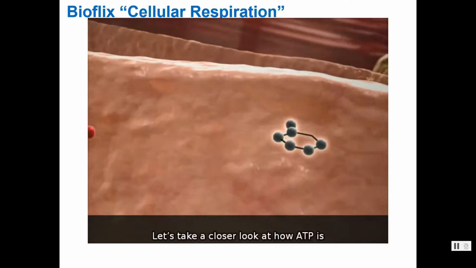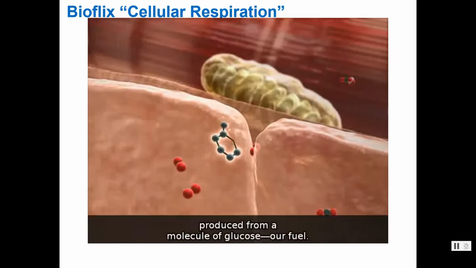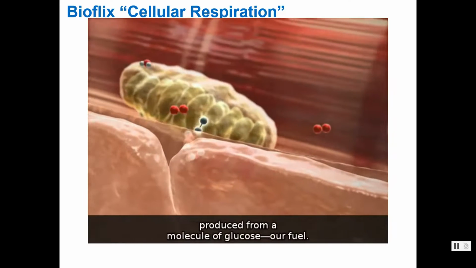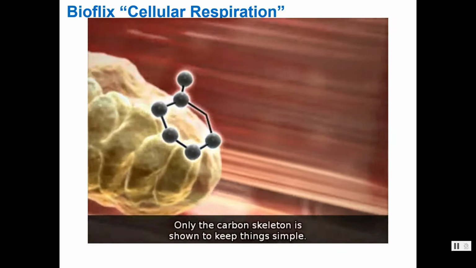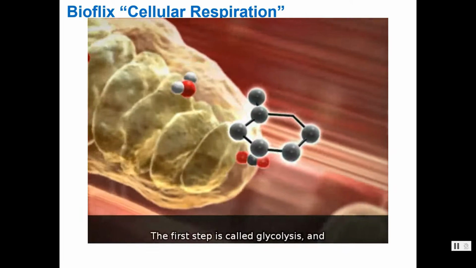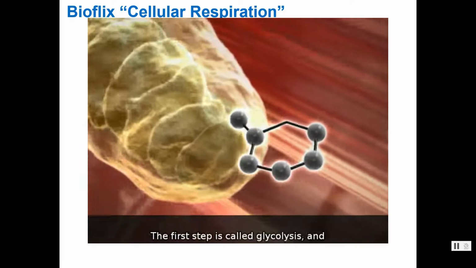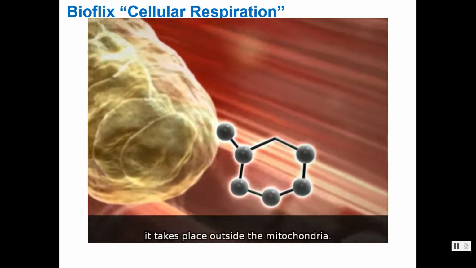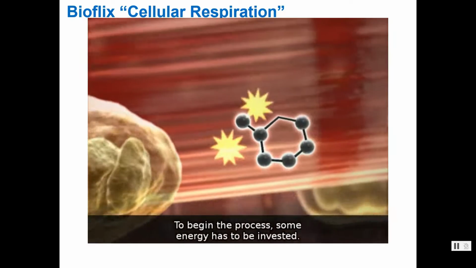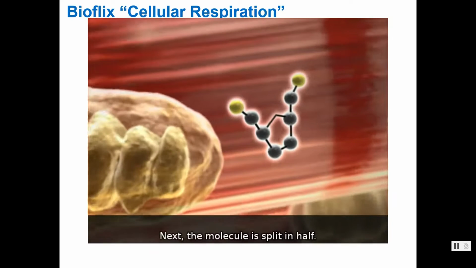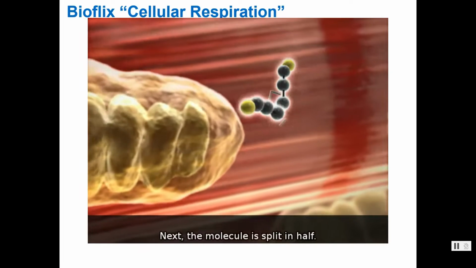Let's take a closer look at how ATP is produced from a molecule of glucose, our fuel. Only the carbon skeleton is shown to keep things simple. The first step is called glycolysis, and it takes place outside the mitochondria. To begin the process, some energy has to be invested. Next, the molecule is split in half.